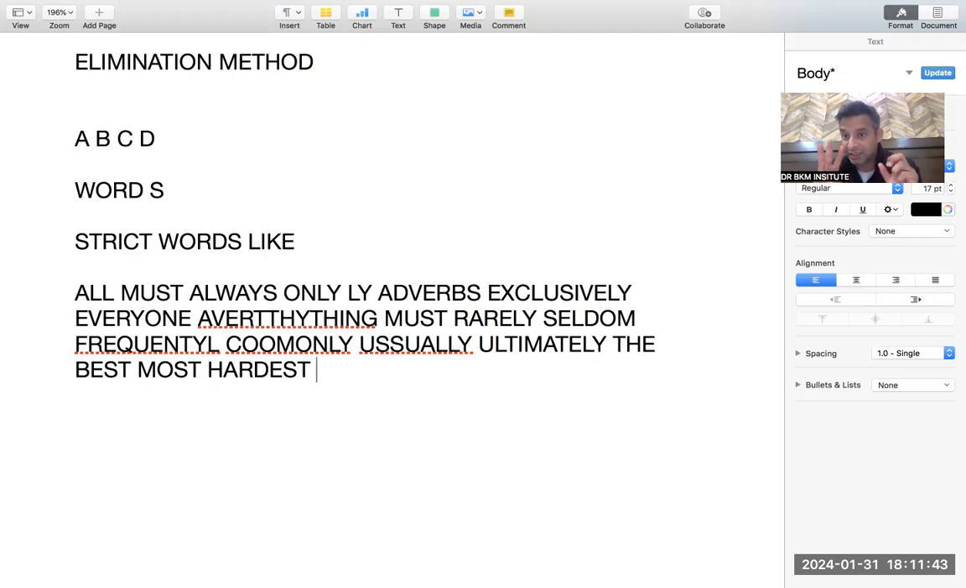Because of these degrees, the third degree, the superlative degree: good, better, best. Best is the third degree, superlative. Hard, harder, hardest. Hardest is the third degree, superlative. Great, greater, greatest. Much, more, most. Bad, worse, worst. This means that this is the worst thing. I will give you an example: paracetamol is one of the best things.